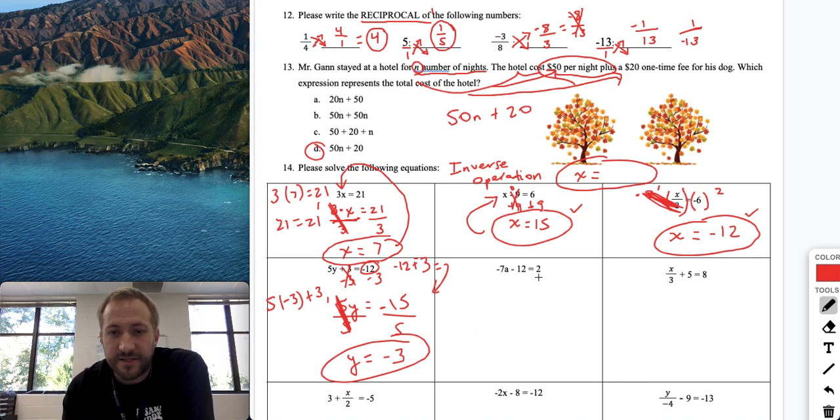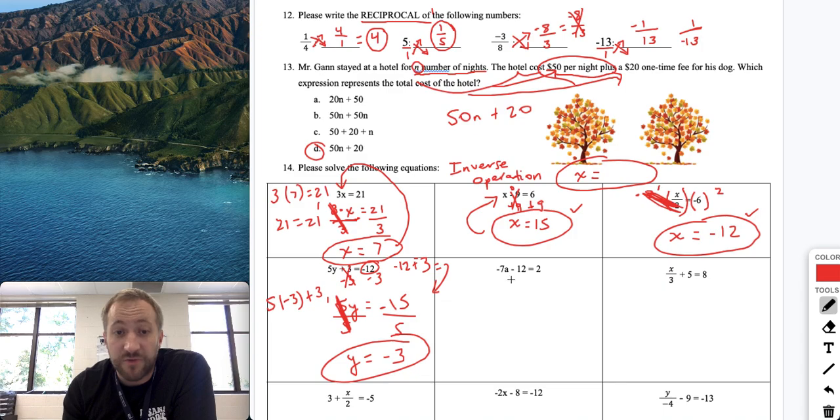Negative 7a minus 12 equals 2. So looking at this one, I have to get rid of the constant first. We always eliminate the constant first. The constant here is negative 12 because this is really plus negative 12. But if I don't change it to plus and negative, it's a little simpler because I'm trying to get rid of subtracting 12. I do that by adding 12.